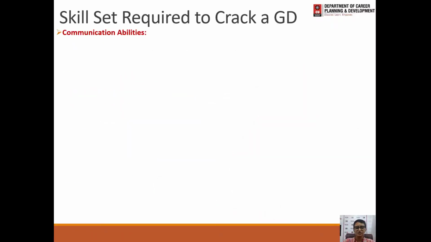Now, the next is what kind of skills we require to crack a GD. When we talk about skills, the very first skill, day in, day out, we keep on practicing is our communication skills. But what all points are to be covered in communication skill? The first point is to make your sentences very concise and precise. When you are making a statement, it should not be too lengthy. It should be perfect and with the relevant information.